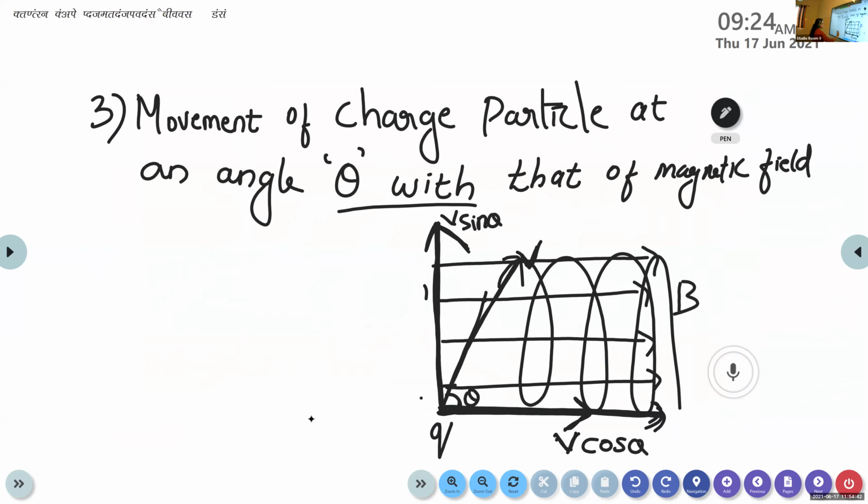So we can derive the equations in the next class. I think it's almost 9:24. It's not over.